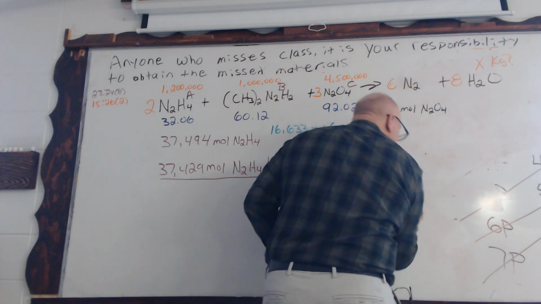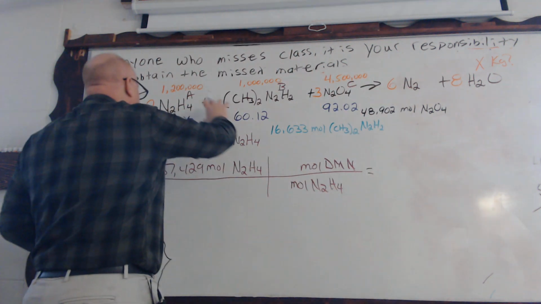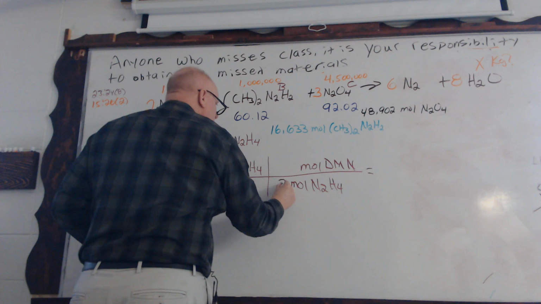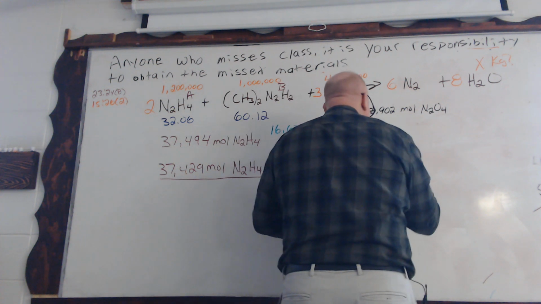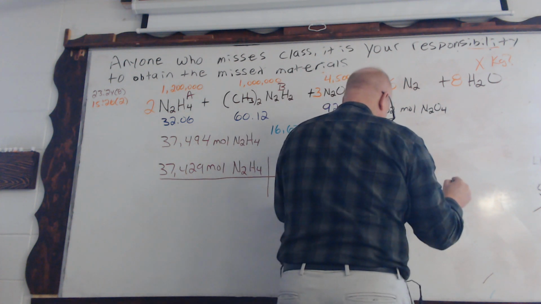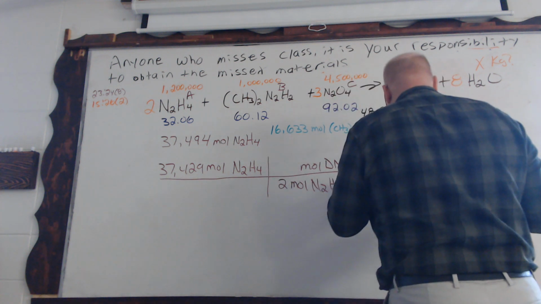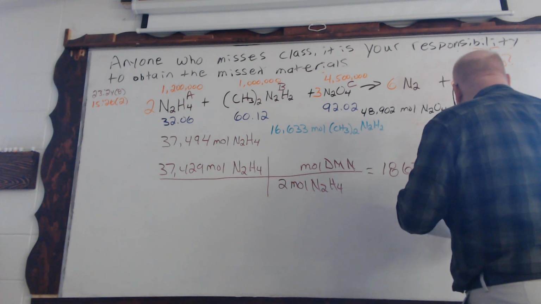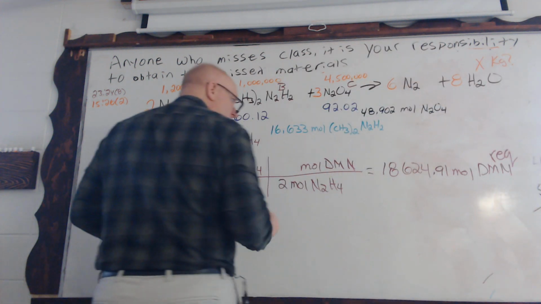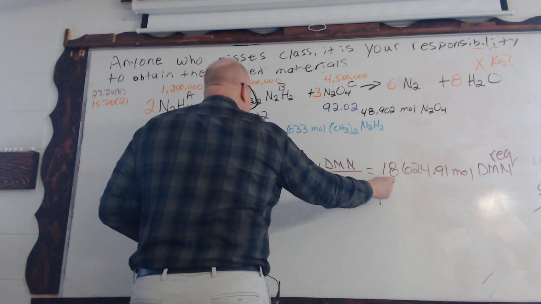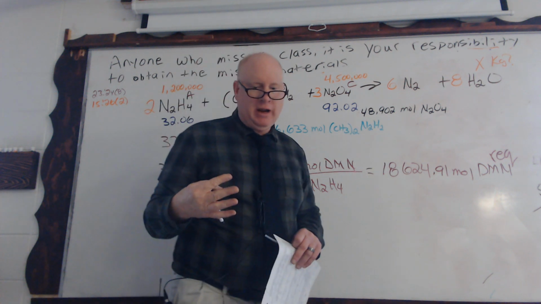Then what we're going to need to do is make that calculation by going back to our balanced chemical equation. There's a 2 down here. Upon doing that, you get 18,624.91 moles of this DMN required. Okay? Well, we needed 18,000 and we only had 16,000. So that might be our limiting reactant.